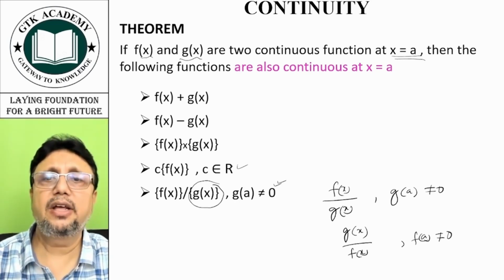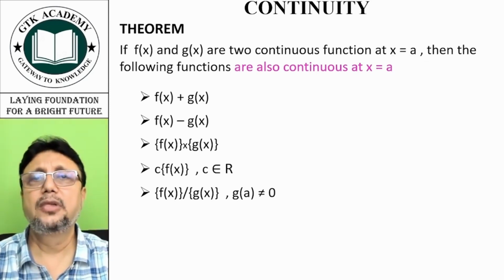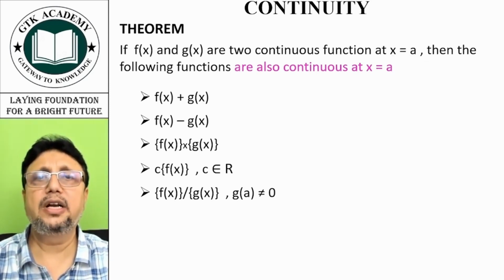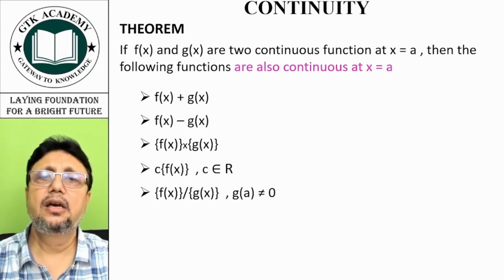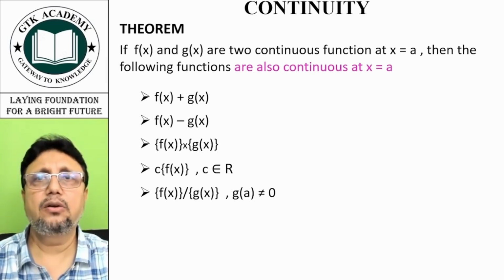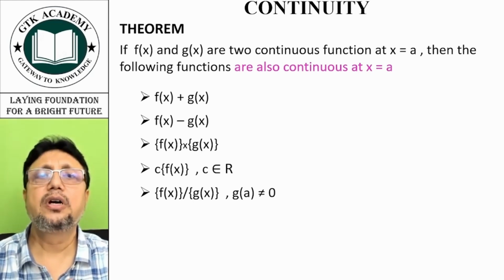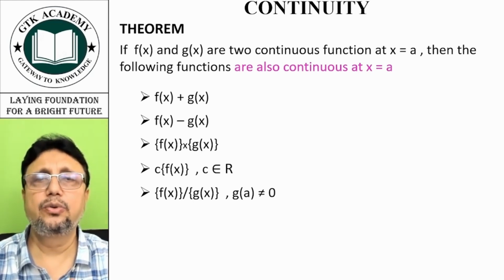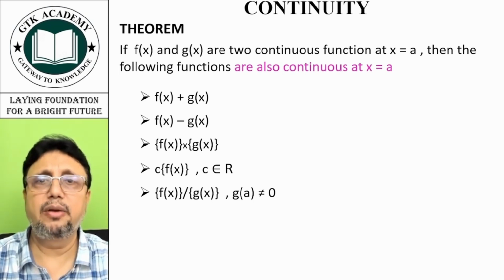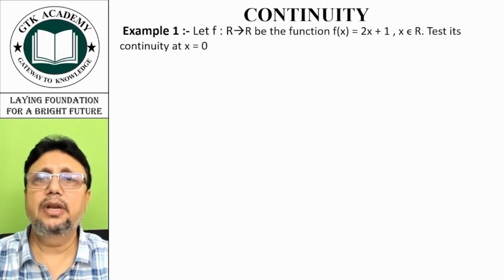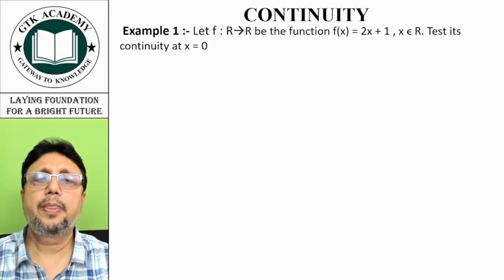So that means if there are two continuous functions, their sum, difference, product, multiplication of any function by a constant, or their quotient, provided the denominator is not equal to 0 at that particular value of x, that is a, are also continuous at x equal to a. This is a very important theorem. Although it seems very simple, it is very, very important. So let's do some examples.